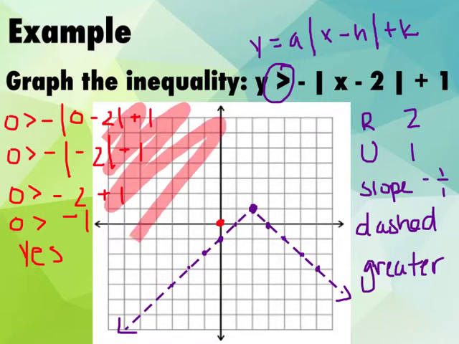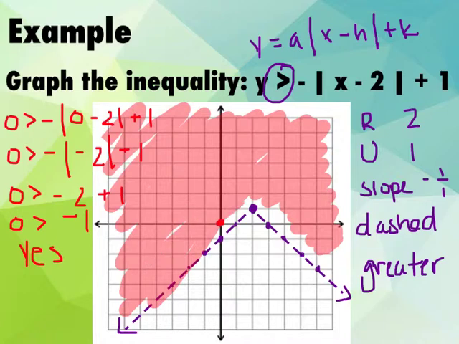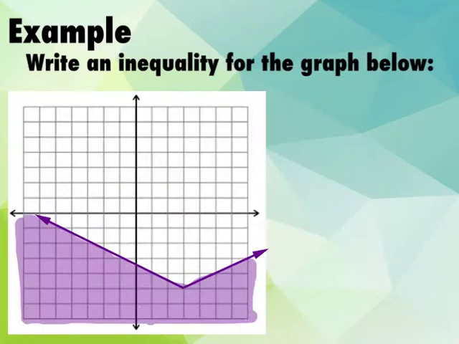that includes 0, 0. Now, if we had worked this out and it had given us a false statement, like 0 is less than negative 1, then we would have shaded on the opposite side, the side that does not include 0, 0. But here, because it created a true statement, it means it is part of the solution, so we shade that side. Now here we're going to work backwards, write an inequality for the graph below.